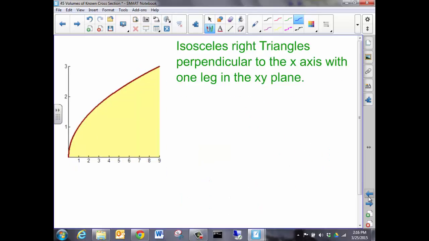Let's look at a couple more because I really don't think you start understanding these until we work through a few of them. Isosceles right triangle. So we still have the same base here. We still have y equals the square root of x. That's our bottom. Triangles perpendicular to the x-axis with one leg in the xy plane. They're isosceles right triangles. Now, before you start writing down any math, let's get a picture of what this looks like. One of them is 3 feet long that way, 3 meters, 3 yards, whatever you want to think of. It's 3 yards out this way.